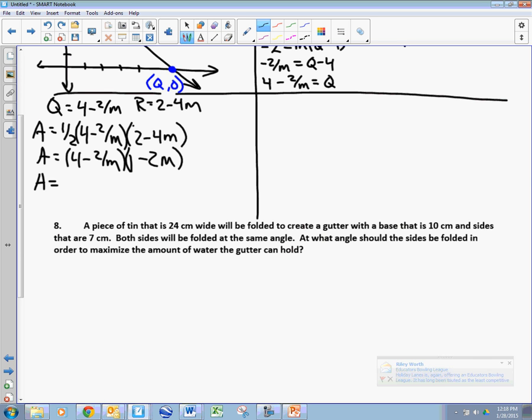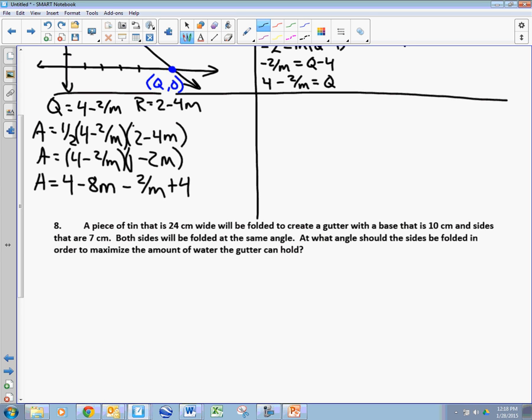You could use the product rule right now. However, I'm fearful that we'll make a mistake. Let's just multiply it out. 4 times 1 is 4. 4 times negative 2m. Negative 2 over m times 1. And negative 2 over m times negative 2m. The m's will cancel because one's in the denominator, one's in the numerator. And negative 2 times negative 2 is positive 4.